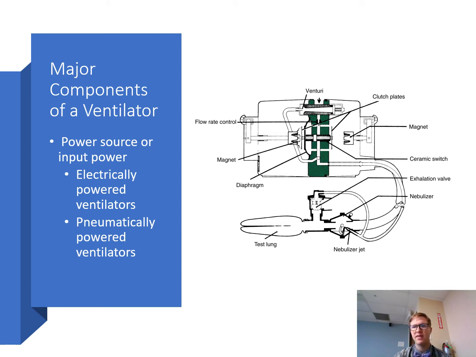The power used by the ventilator to generate this positive or negative pressure is provided by either an electrical component, where it's plugged in or on a battery of some sort, or a pneumatic compressed gas source, right? And so you'll see those different types of ventilators out there. Electrically powered ventilators, we'll start with those here. They rely on electricity from a standard outlet. So that's 110 to 150 volts.